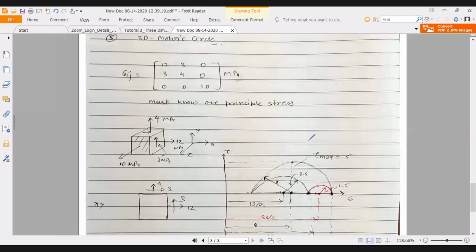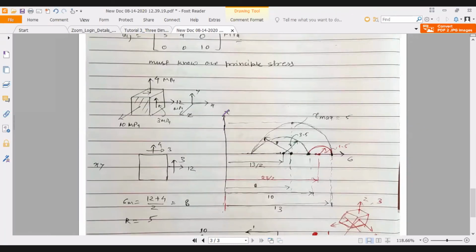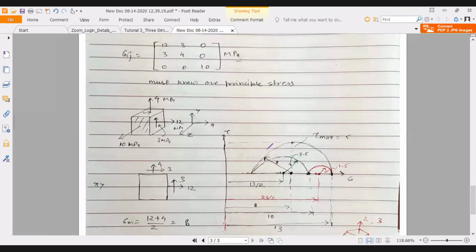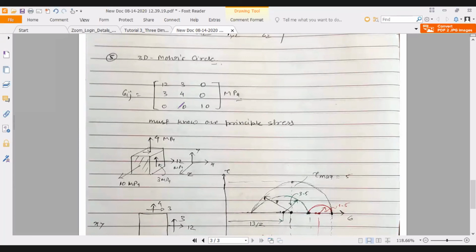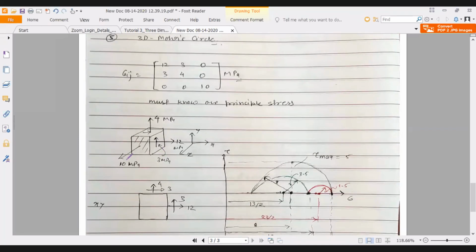Okay, so here I have drawn the sigma and tau plane. Try to understand this problem very carefully, because such problems are very important from your exam point of view. Here we can represent this stress state in this form.